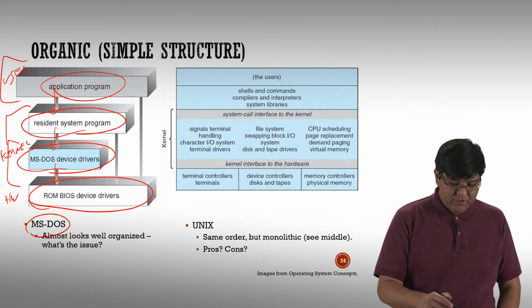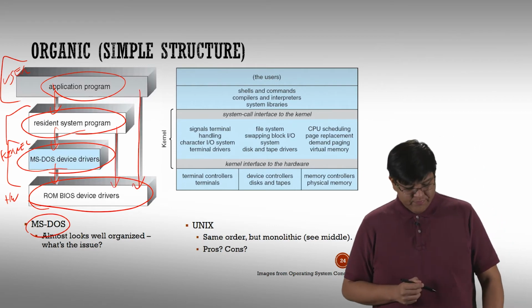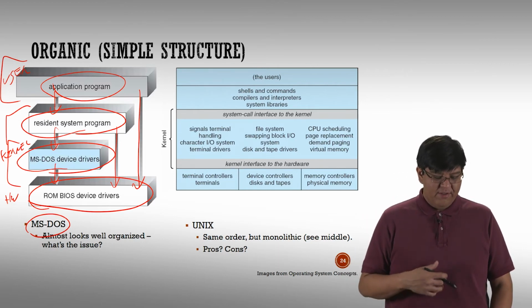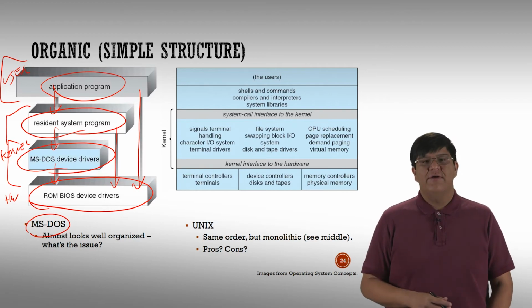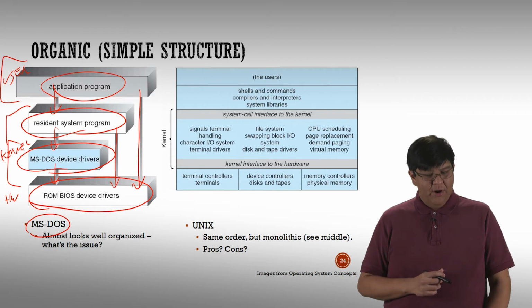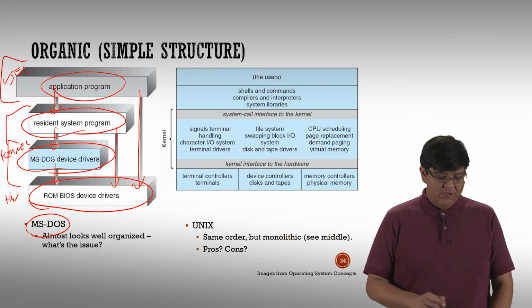All right, so anyways, we're showing information flow here with these arrows. This uses that. So an application program can call stuff in resident system memory. Resident system memory can call stuff in MS-DOS. Device drivers can call stuff in ROM BIOS, and so on and so forth. This looks pretty well organized, but there is an issue with it.